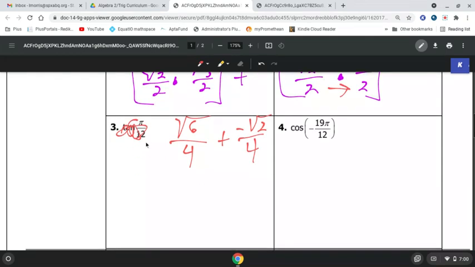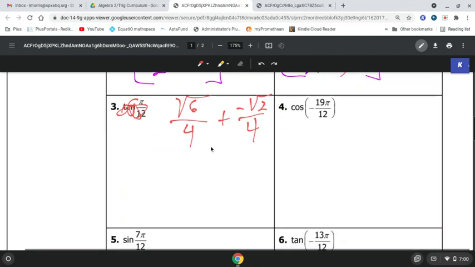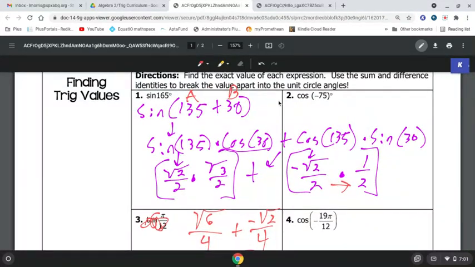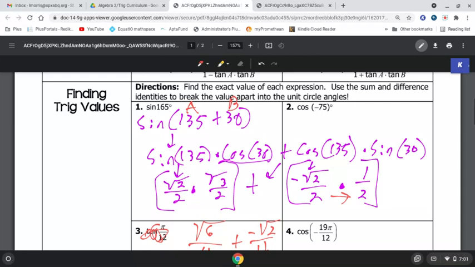So you can do one of two things. You could leave your answer like this, or you may see it written all together. So since these have the same denominator, you could write both of them over 4, and it would be the square root of 6 minus square root of 2 over 4. Because all we did there was take square root of 6 plus negative radical 2, which is just minus radical 2, and just group them together because we have the same denominator. So that's all you have to do. It's that simple whenever you use the unit circle.